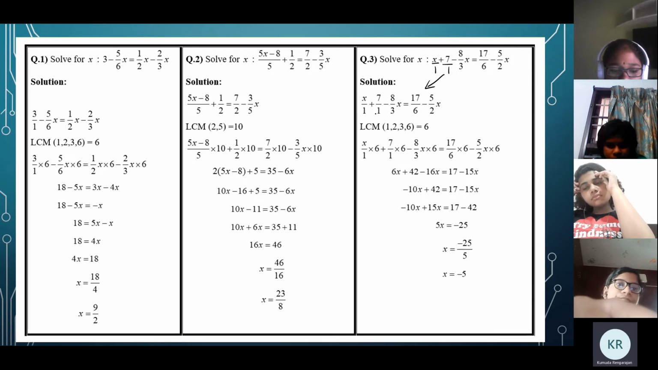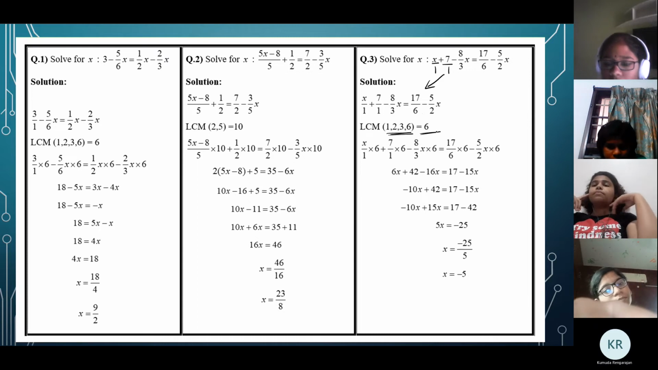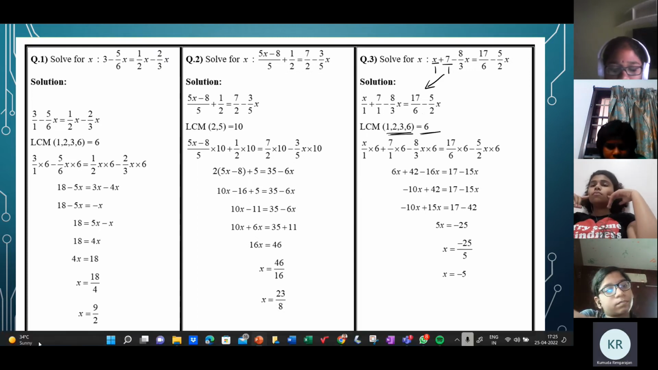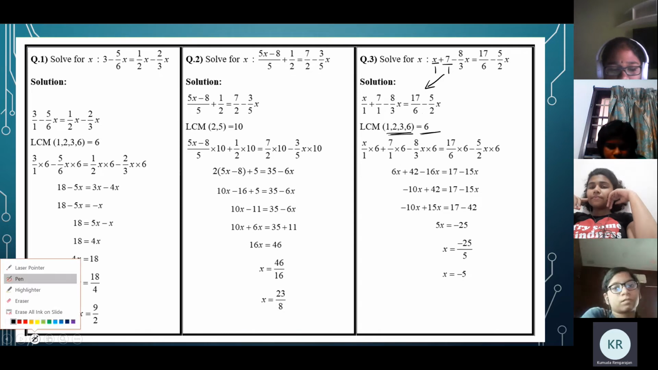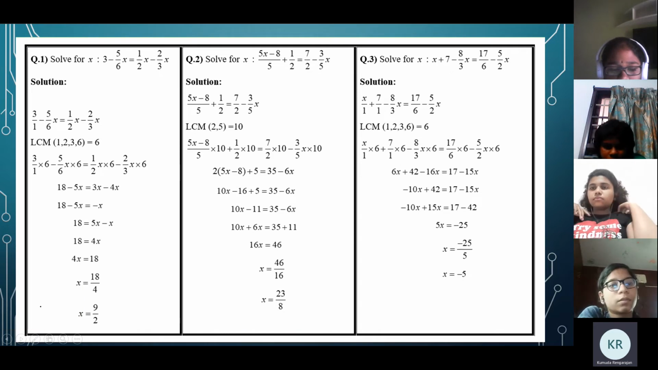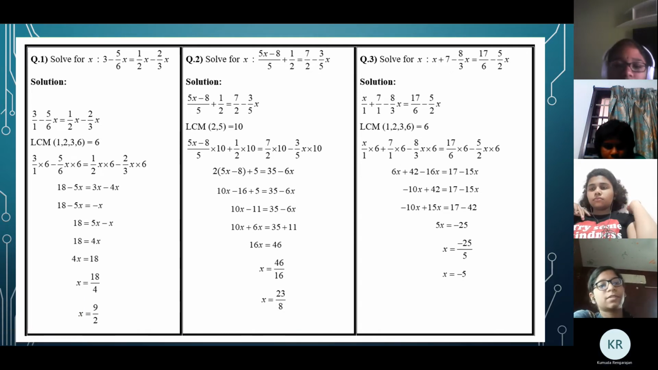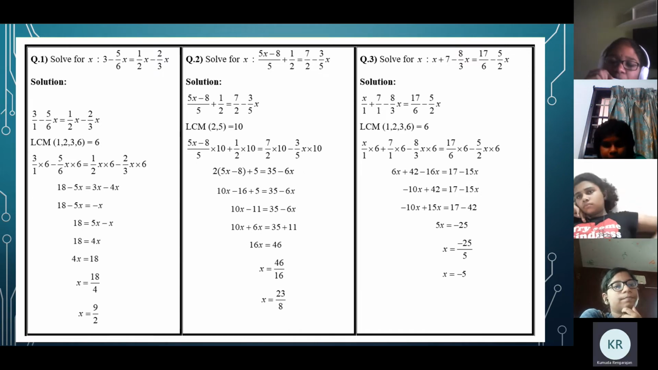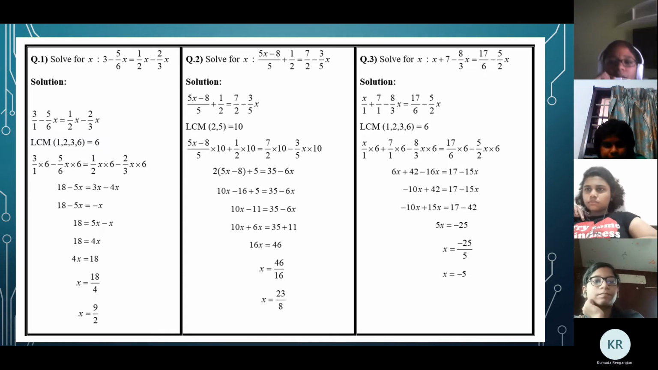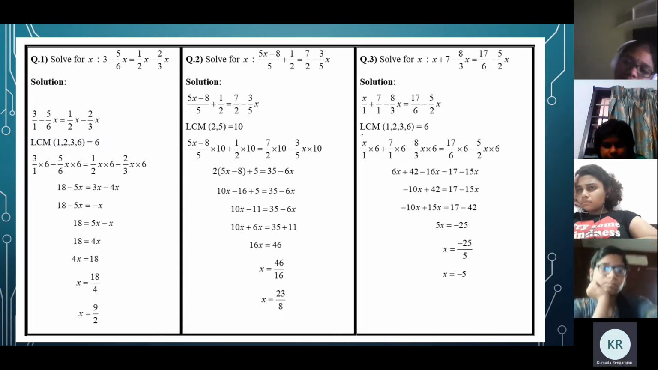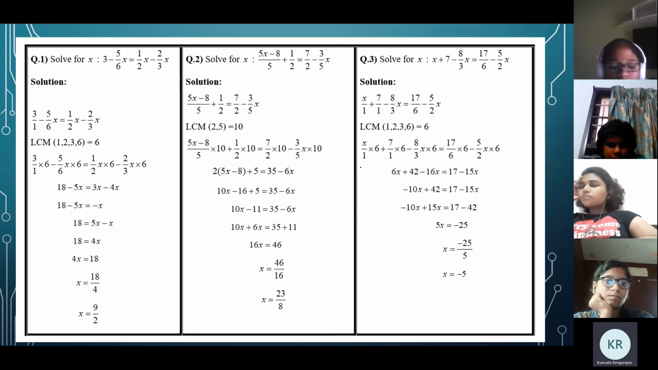Next step, look at the denominators 1, 3, 6, 2. So we have these numbers 1, 2, 3, and 6. LCM is 6. Now how many terms are there, children, in the left hand side? 3 terms, ma'am. How many terms are there in the right hand side? 2 terms. So in all there are 5 terms. Yes, ma'am. So what we have to do, we'll have to multiply every term by the LCM 6.